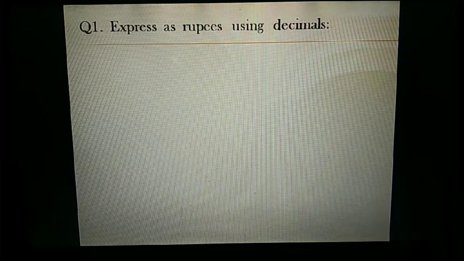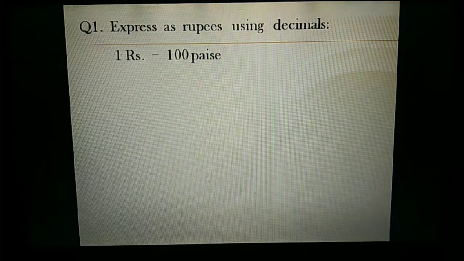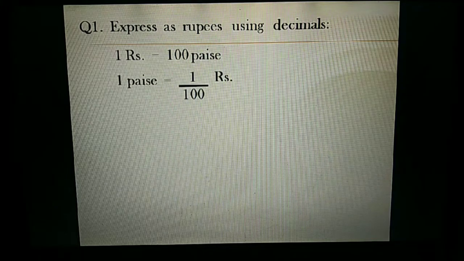Question number 1. Express as rupees using decimals. Here, the values are given to you in paisa and we have to convert it into rupees. What is the relation between rupees and paisa? 1 rupee means 100 paisa, or 1 paisa means 1 upon 100 rupees.